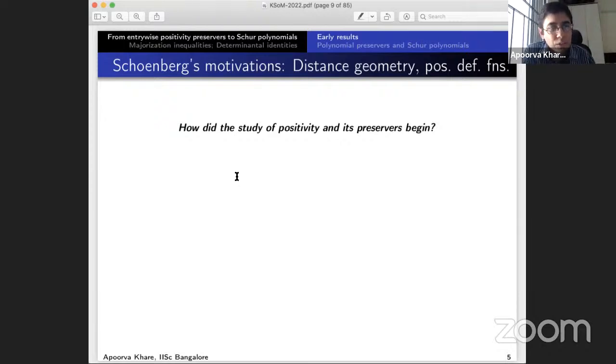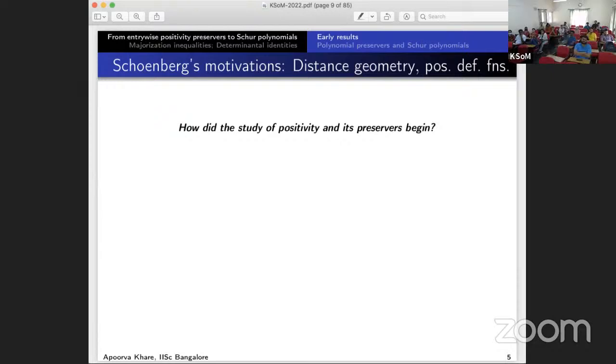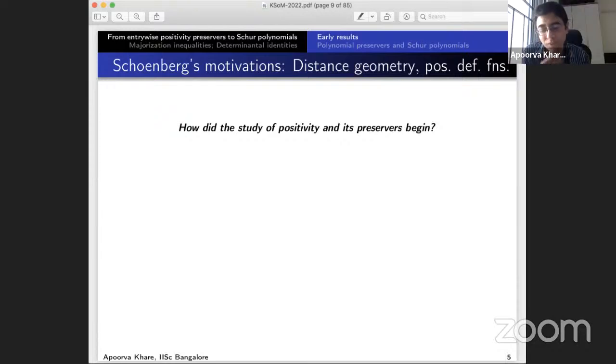Okay. So this showed up from the idea of distance geometry and positive definite functions. Positive definite functions are really functions that you apply entry-wise to distance matrices coming from metric spaces. So this entry-wise action comes really from there. But anyway, let me go even earlier and come to Schoenberg's story. How did his 1942 paper show up?